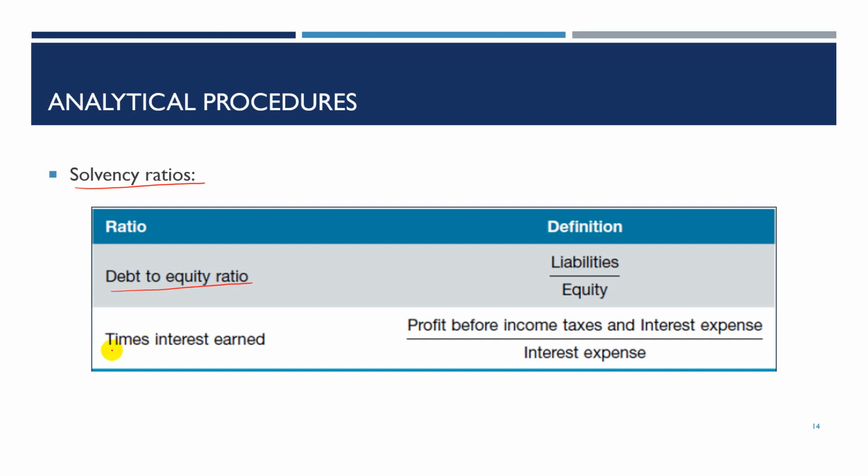Times interest earned, which is PBIT plus interest expenses divided by interest expenses, measures the ability of earnings to cover interest payments. A low ratio indicates that a client may have difficulty meeting its interest payments to lenders, if there is a lack of evidence that the client has the capacity to service its debts.